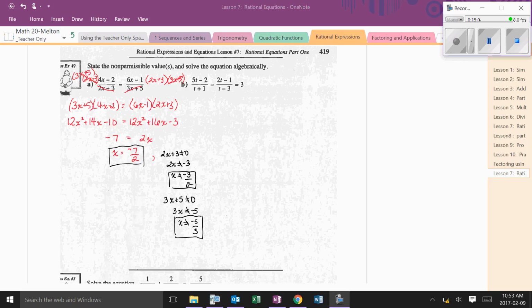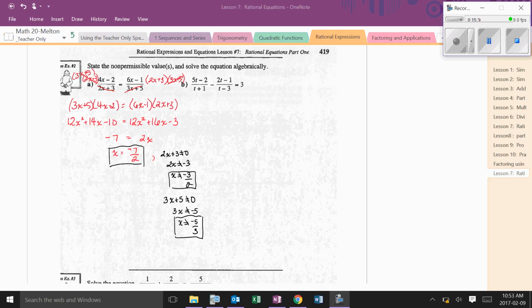So working through that solution, it was nice that the 12x squared eliminated itself, leaving us with a very simple linear equation, and therefore x was equal to -7/2. We had to go through our non-permissible values to check that we didn't have a conflict between our solution and our non-permissible values. Okay, so x is equal to -7/2.